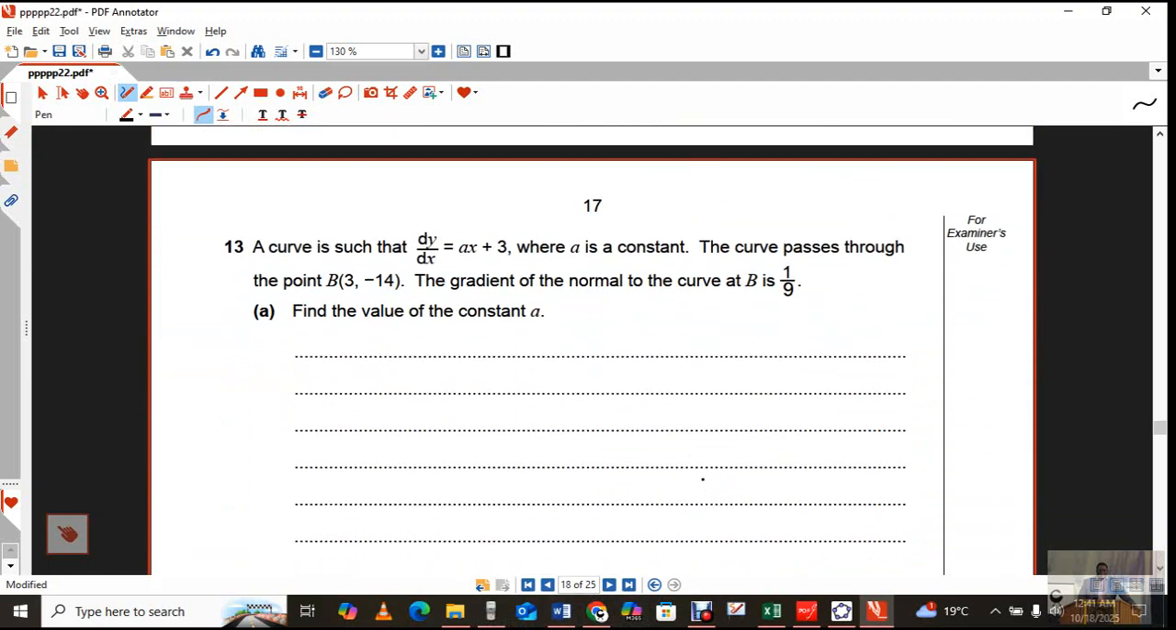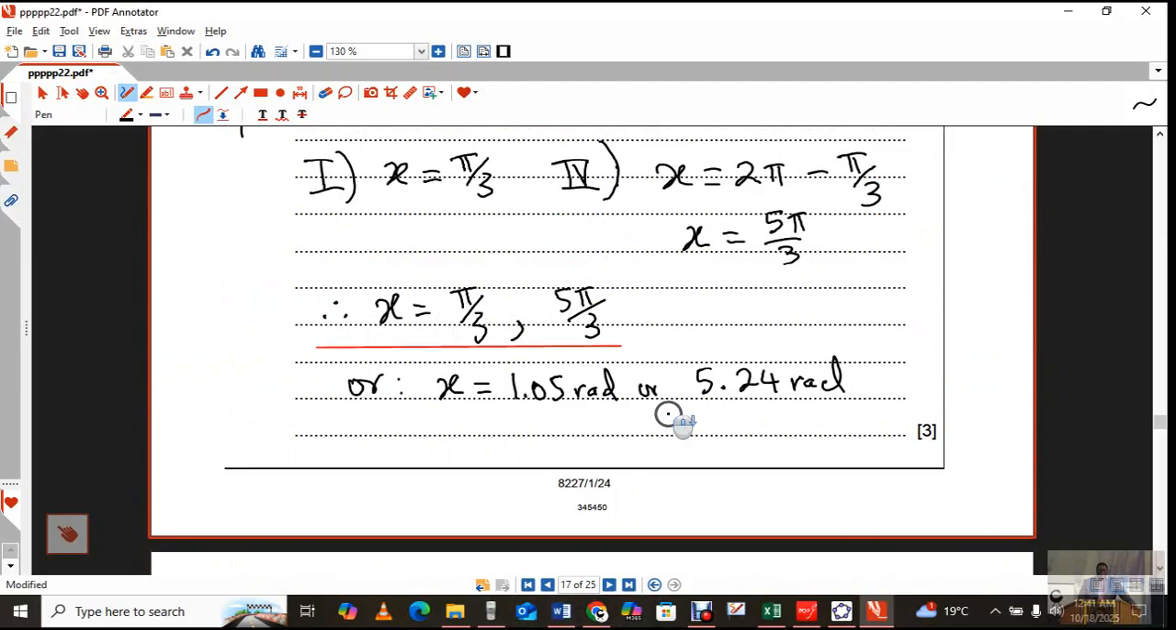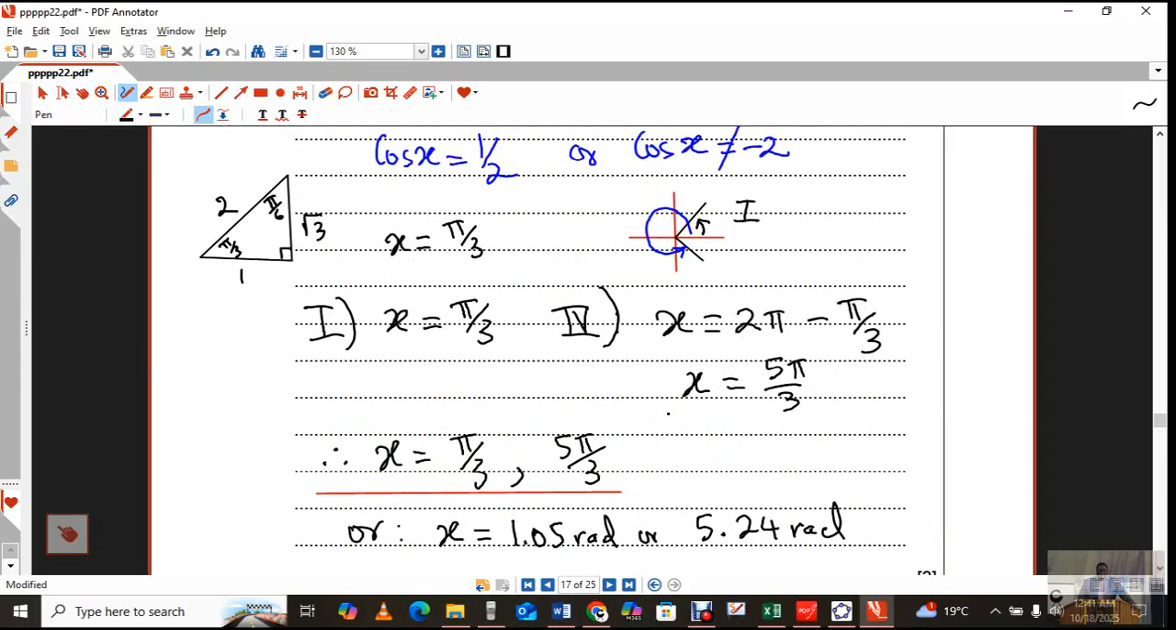Right, question 13. So I'll just quickly go back and leave it there so you can quickly see what it is that we did over there. So let's get to question 13.